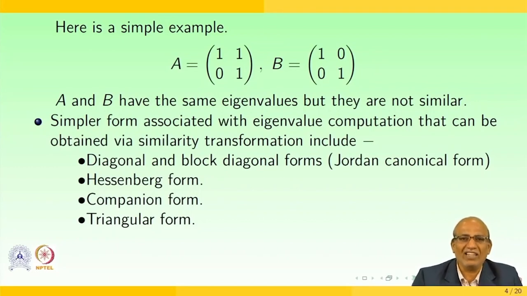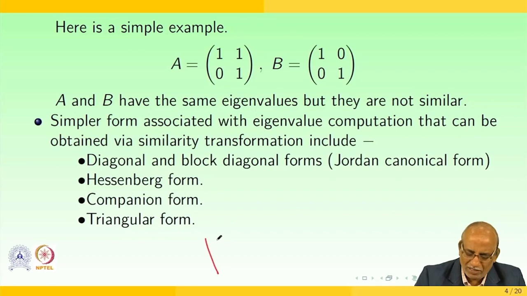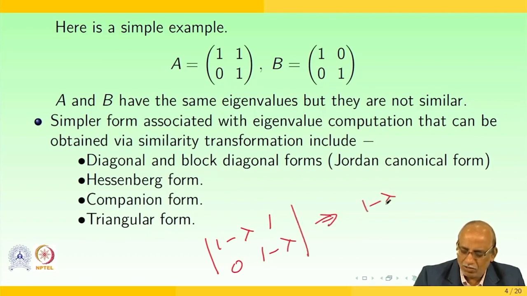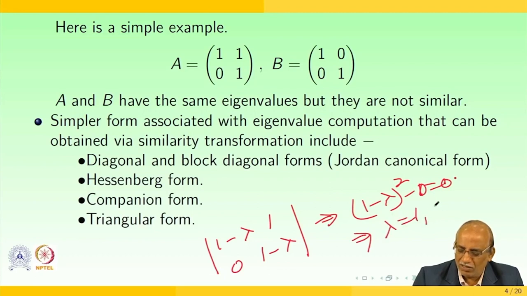Now you can see it with a simple example. Look at this. The matrix A is 1, 1, 0, 1. So, what are the eigenvalues of this matrix? 1 minus lambda, 1, 0, 1 minus lambda. What is the determinant of this? 1 minus lambda whole square minus 0 is equal to 0, which implies lambda is equal to 1, lambda is equal to 1. These are the two eigenvalues.